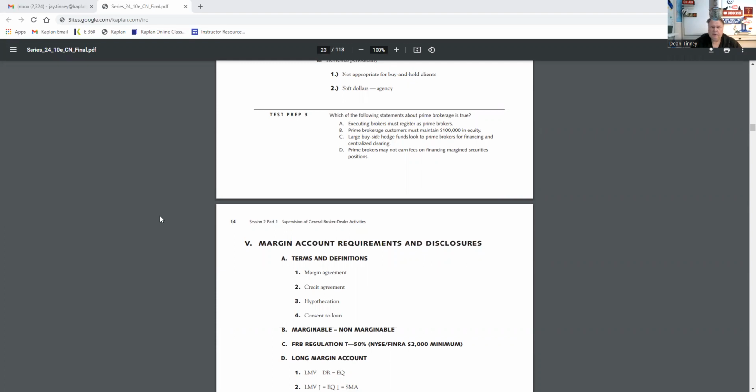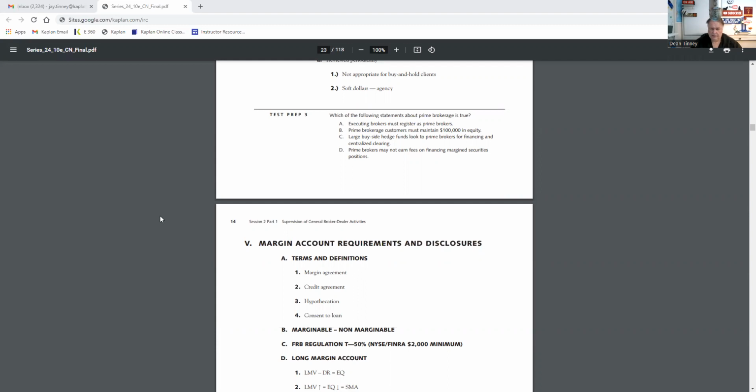Test prep free. Which of the following statements about prime brokerage is true? So, if I'm a hedge fund using a prime broker, I'm expecting my prime broker to provide me with custody and financing. And then what I want to be able to do as a hedge fund is be able to do business with whoever I'd like.